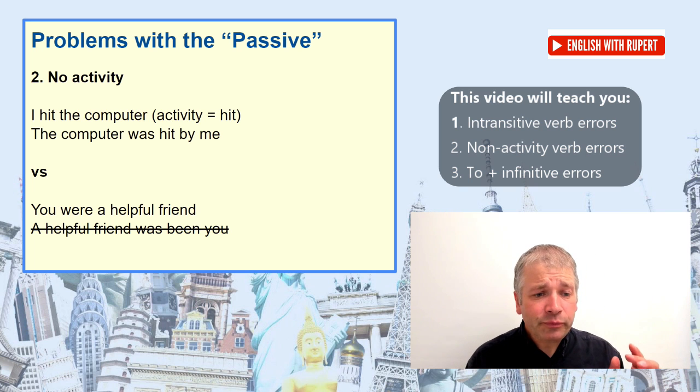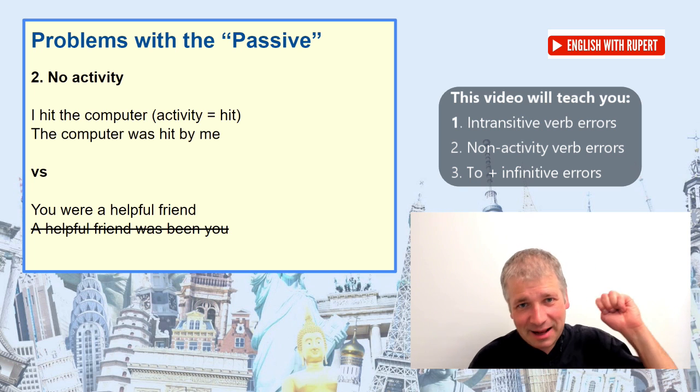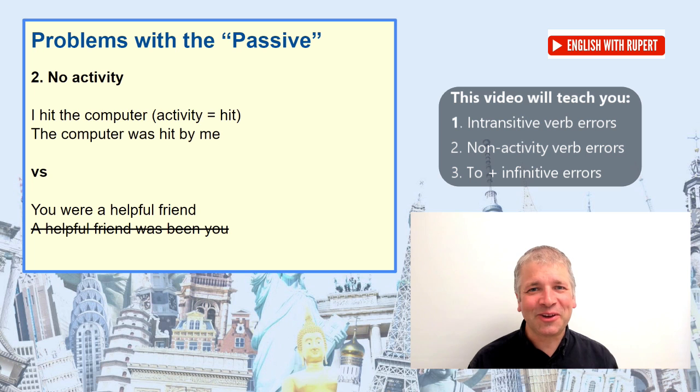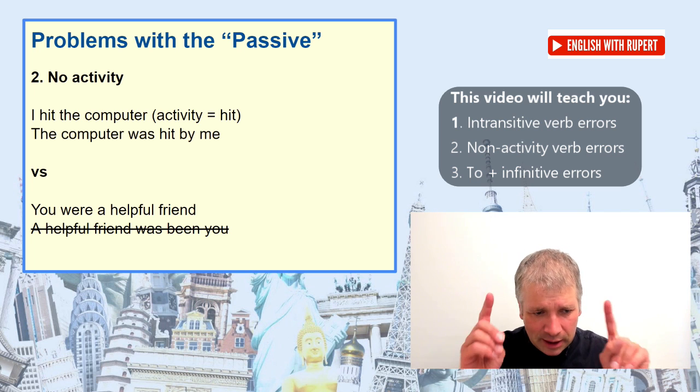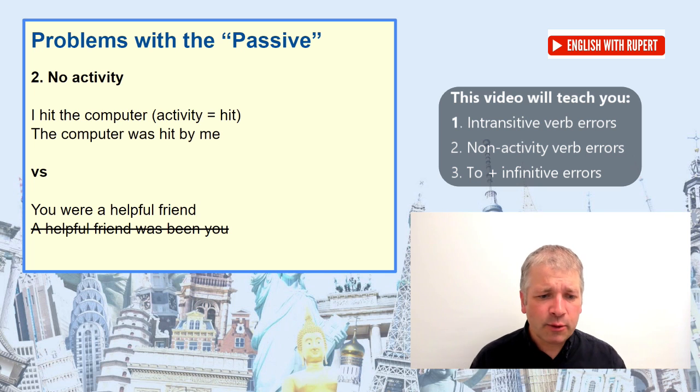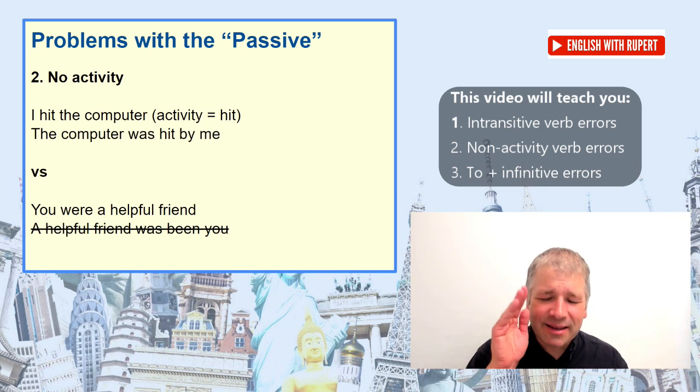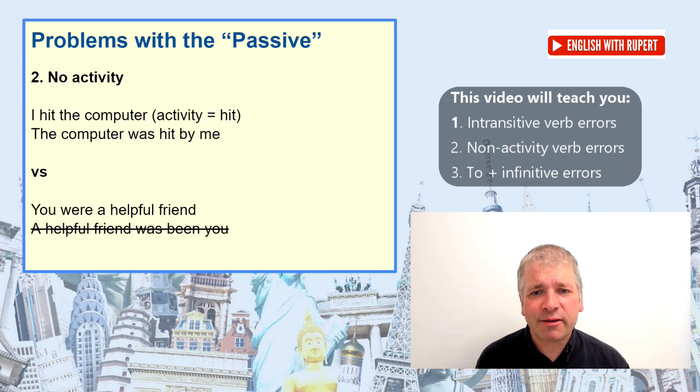Secondly, where there is no activity in the sentence. So I hit the computer, there's an activity. But you were a helpful friend, there's no activity. We're just describing a state here. And here we can't make it passive. So we can't say a helpful friend was being you. It does not work if there's no activity.